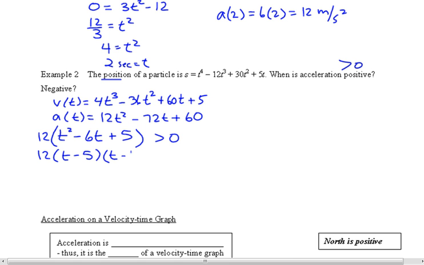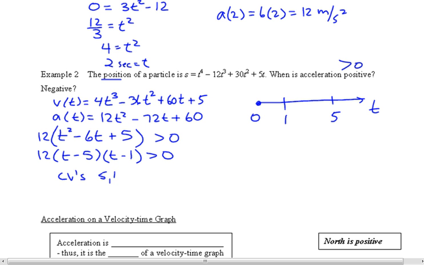So what are our critical values? Okay, critical values are 5 and 1. What do we have to do when it's a product? Make a chart, right? Or you can even just use your little line test. Our critical values were 1 and 5. Now be very careful. With all of these problems, where does our graph actually start? 0. So you might even want to just go like this.